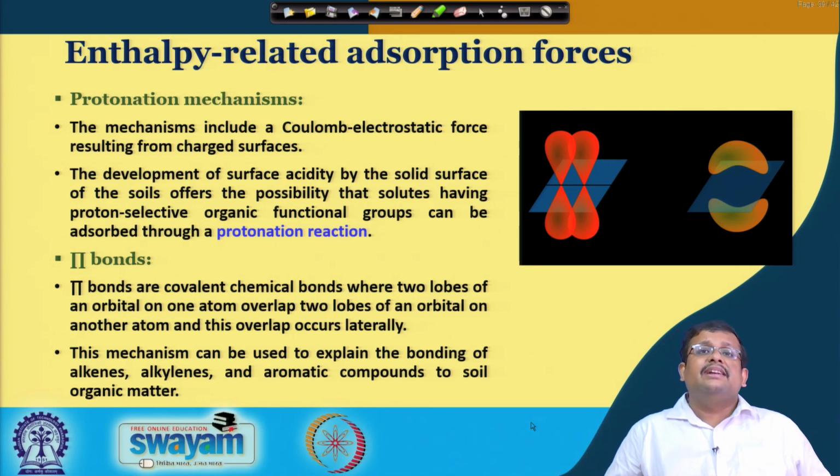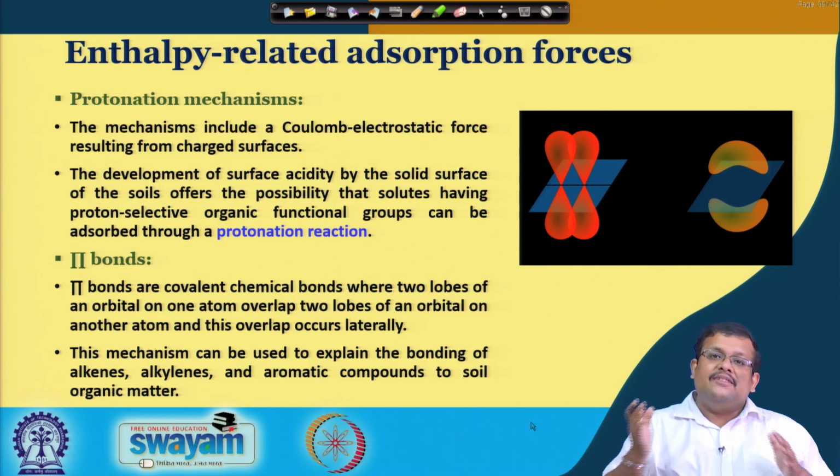controlled by enthalpy related adsorptive forces is the protonation process. Now, what is the protonation mechanism? The mechanism of protonation includes a Coulomb electrostatic force resulting from a charged surface. The development of surface acidity by the solid surface of the soil offers the possibility that solids having proton selective organic functional groups can be adsorbed through a protonation reaction.